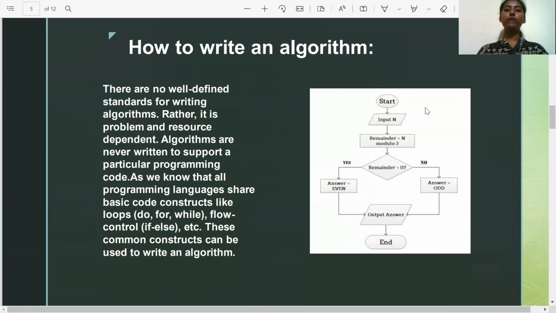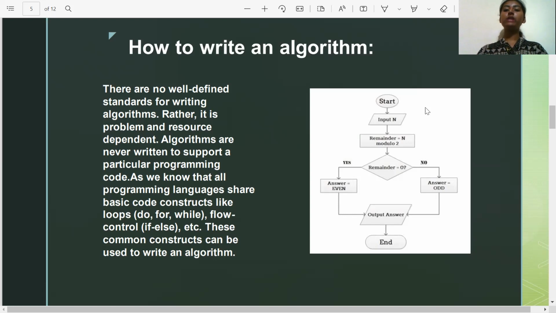How to write an algorithm. There are no well-defined standards for writing algorithms. Rather, it is problem and resource dependent. Algorithms are never written to support a particular programming code. As we know that all programming languages share basic code constructs like loops, flow control, etc. These constructs can be used to write an algorithm.